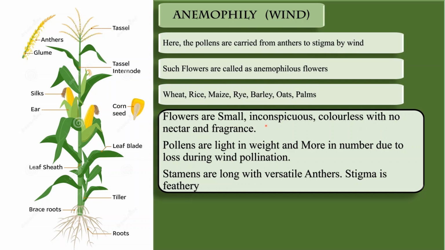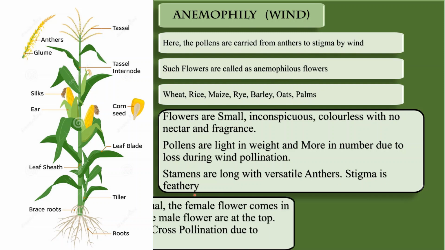This type is common in jowar, bajra, maize and wheat. Anemophilous flowers are small, inconspicuous, colorless, with no nectar and fragrance. Pollens are light in weight and more in number due to loss during wind pollination. Stamens are long with versatile anthers, and here stigma is feathery.